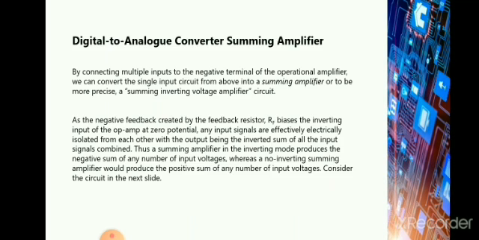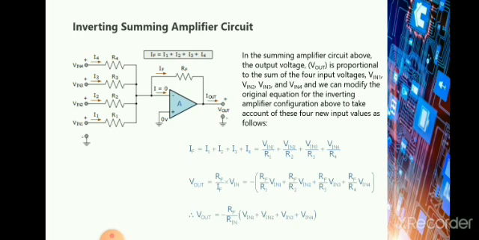When you look at the op-amp used as a summing amplifier in an enlarged view, you can see we are using an inverting voltage amplifier where RF biases the inverting input of the op-amp at 0 potential. So here we are using negative feedback as op-amps usually do. A summing amplifier in inverting mode produces the negative sum of any number of input voltages, whereas a non-inverting summing amplifier would produce a positive sum of any number of input voltages. So this is basically how an inverting summing amplifier circuit works.